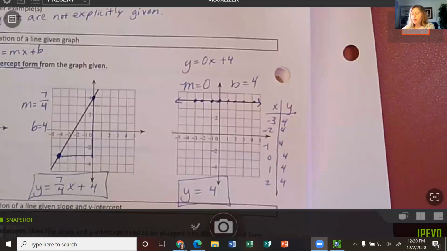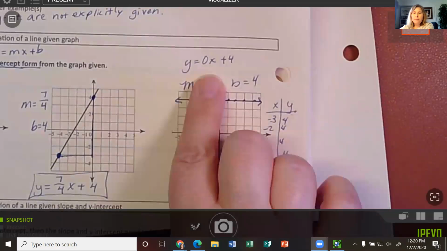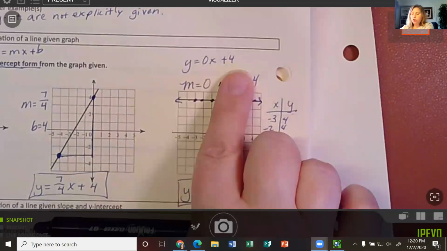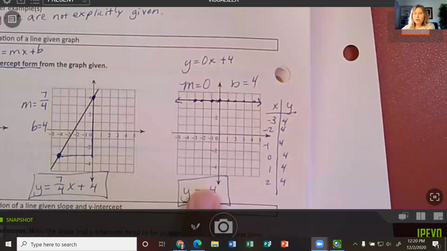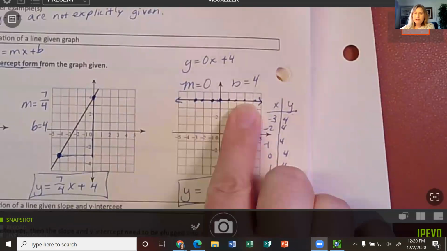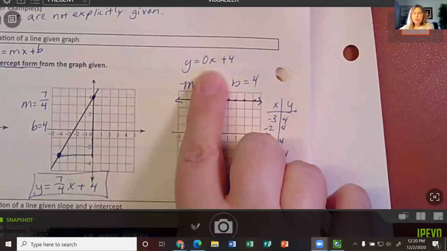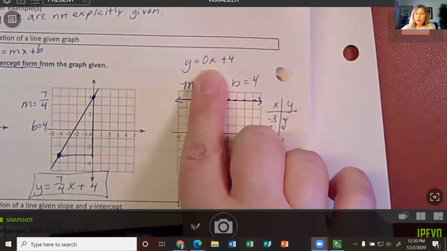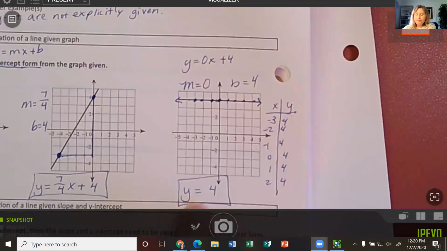Okay, for now, while we're getting used to writing equations of lines, if you write y equals 0x plus 4, I'm not going to mark that wrong, but I do want you to get comfortable with this format as well, because that's the equation of this line. Okay, so this is not simplified. So really, we want to get real comfortable with writing y equals 4.